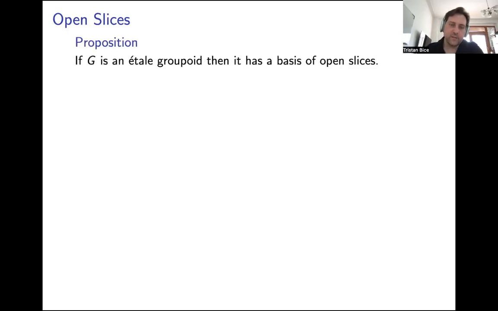And now we want to talk about open slices. These play a pretty important role in the theory of Étale groupoids, and particularly functions upon Étale groupoids. So a nice, I think, equivalent characterization of Étale groupoids involves these open slices. And I'll prove one direction first. So let's say we have an Étale groupoid G. It turns out that this will automatically have a nice basis of the topology, consisting entirely of open slices. In fact, you can take all the open slices as your basis.